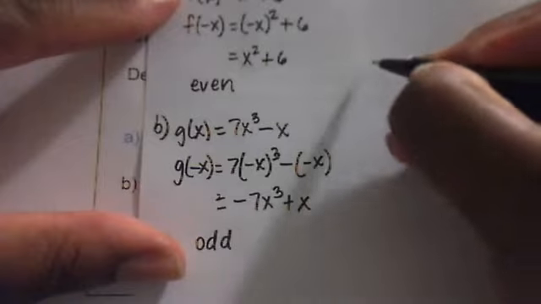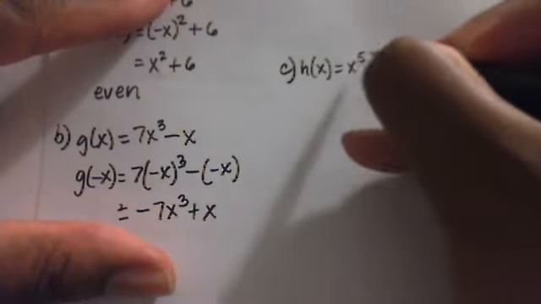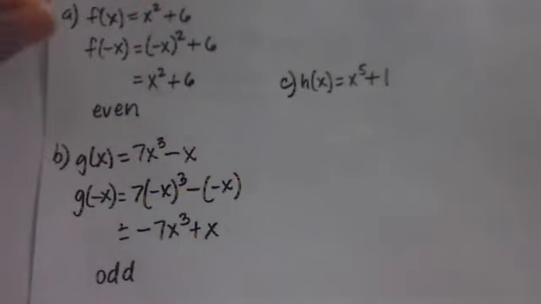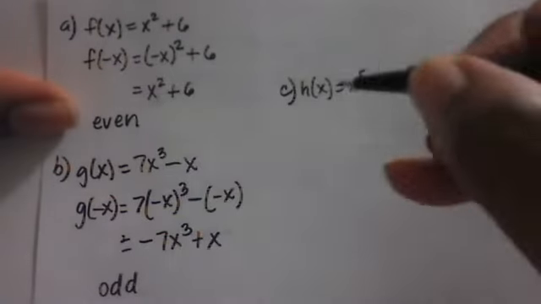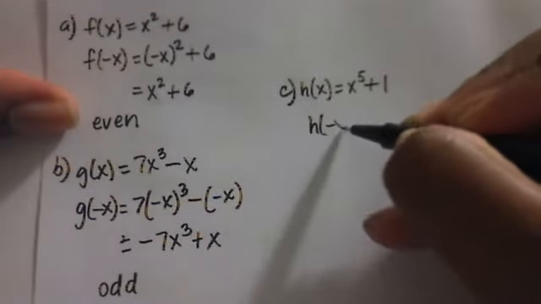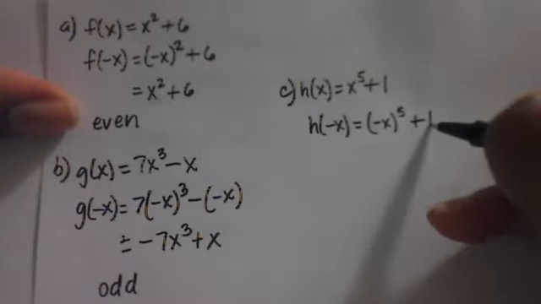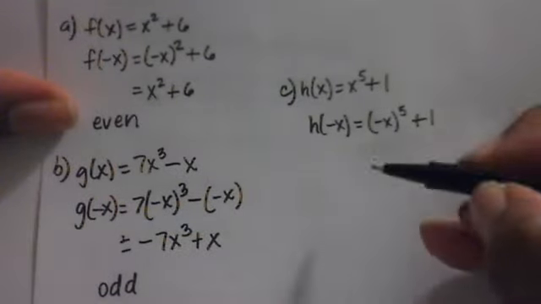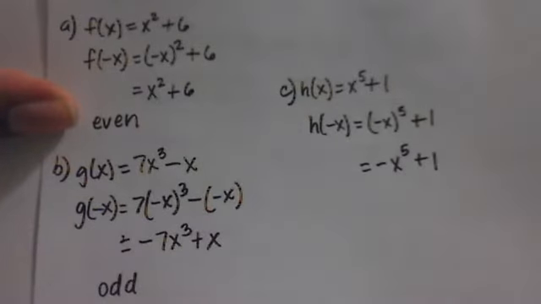And then finally, part C. This is h of x is equal to x to the fifth plus 1. Now, we want to determine whether that function is even or odd or neither. And again, we replace the x with negative x. So that means this will be negative x, and that's raised to the fifth plus 1. Now, a negative to an odd power is going to be negative. So this will be negative x to the fifth power plus 1.